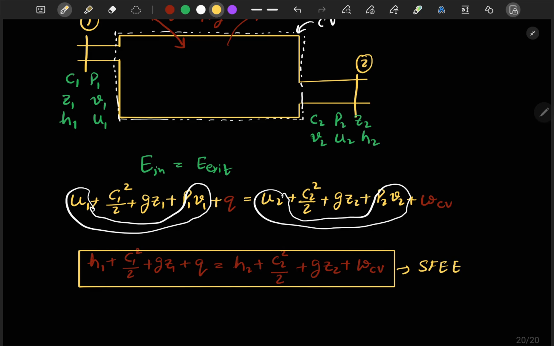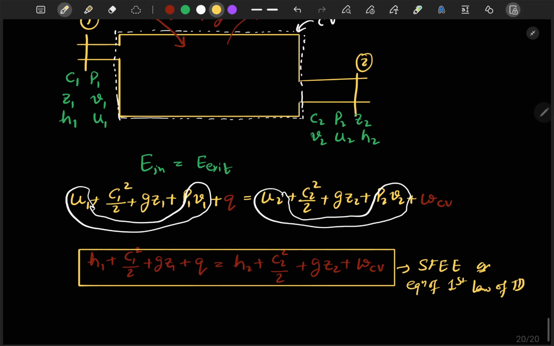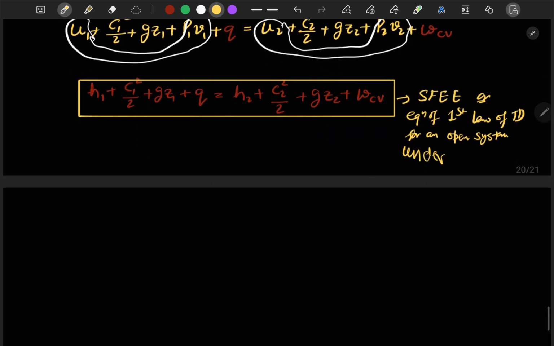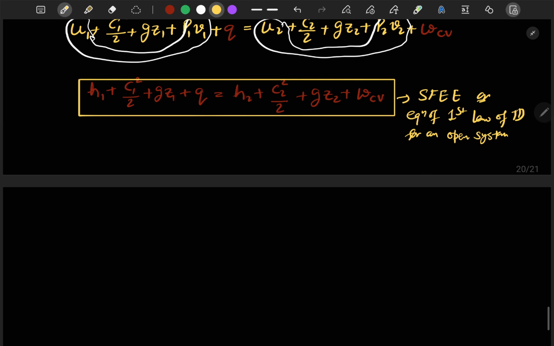This is also called the equation of the first law of thermodynamics for an open system under steady state condition.